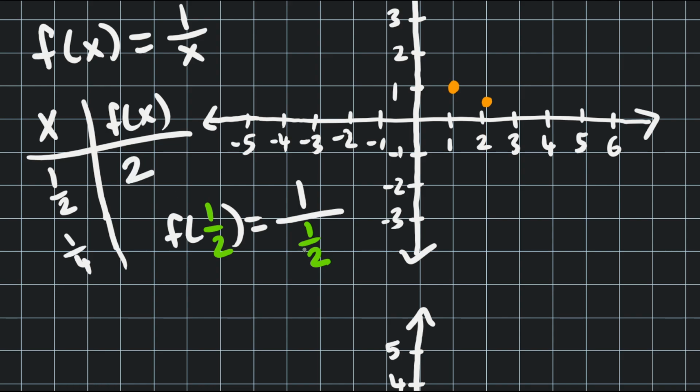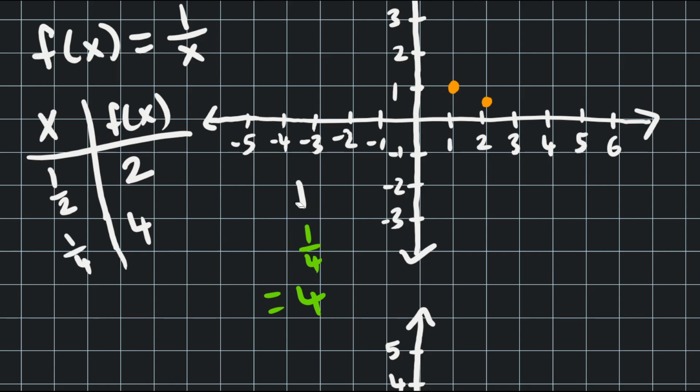And a quick shortcut: whenever you see a denominator that is a fraction, you can bring that fraction to the numerator as long as you flip it. So this would become 1 times 2 over 1. Let's take that shortcut with f of 1/4. F of 1/4 is 1 over 1/4, which is 1 times 4, which is 4.